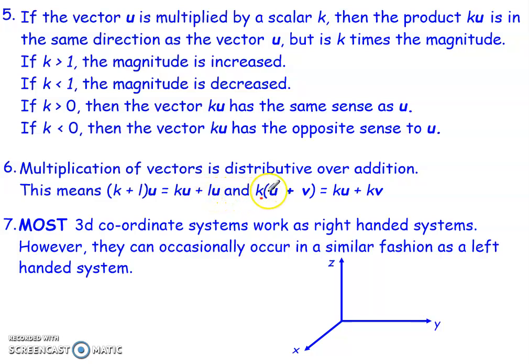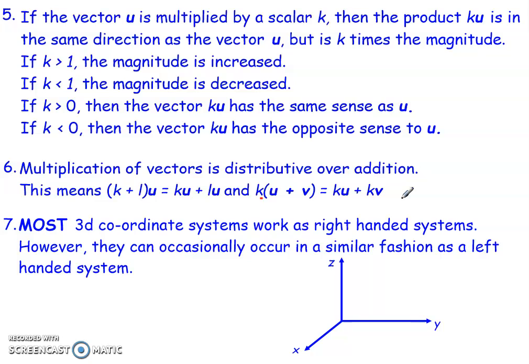What we also know is that if we have the scalar k and we have the two vectors u and v, we add the vectors and then multiply it by k, we'd get the equivalent answer if we did k times the vector u plus k times the vector v. So it's distributive over the addition that way. It doesn't matter which way around it is.